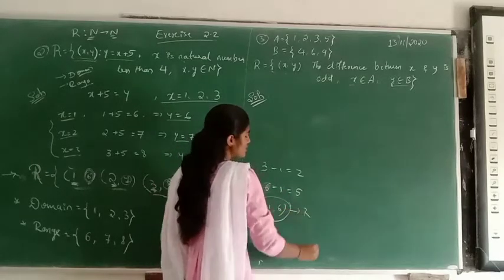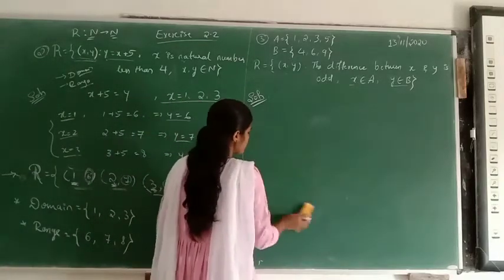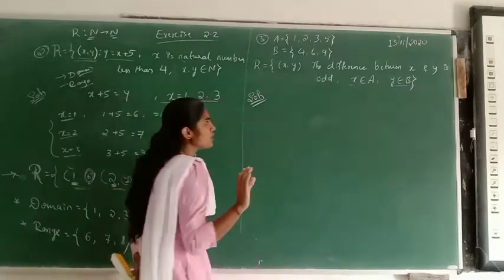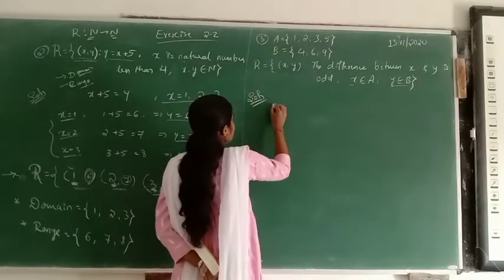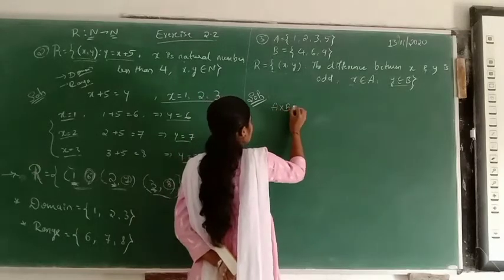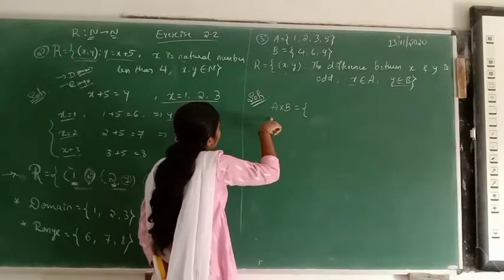So we write this as a relation. For that, first we take the Cartesian product A cross B. I will tell you a very simple method. First write the Cartesian product of A and B. So what will A cross B be?